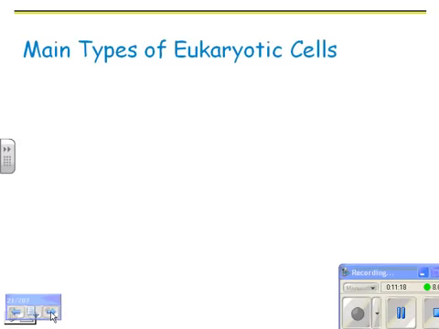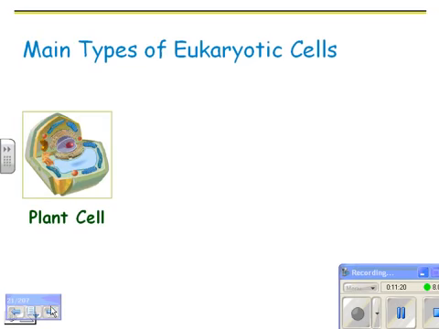So main types of eukaryotic cells, there are plant cells. You can always tell a plant, well, not always, but you can usually tell a plant cell because it's got a cell wall. And I say not always because protist cells and fungi also have cell walls. But you can tell a plant from an animal cell because the plant cells have these cell walls. And if you remember back to our unit on biochemistry, the cell wall is made out of cellulose.